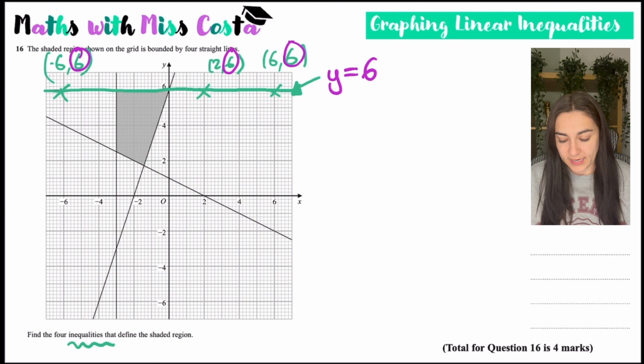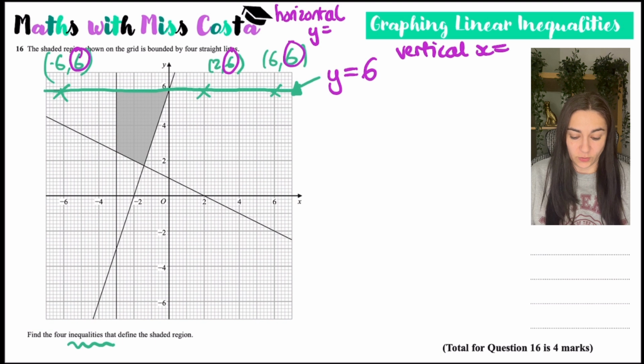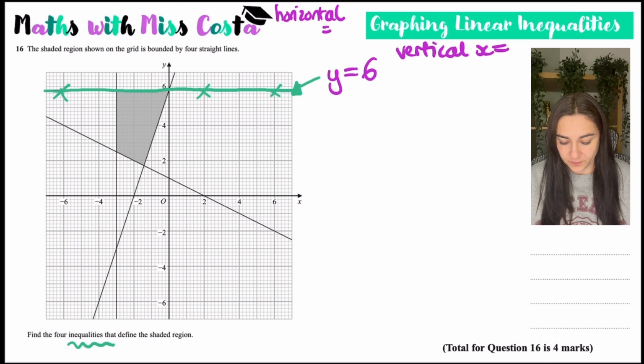In general, if a line is horizontal, it's going to be y equals, and if it's vertical, it's going to be x equals. But if you're ever stuck and you can't remember which way around they are, just find some random coordinates, and what is always constant? Well, the y coordinate is always constant in this case. So let's do the same for the next line.